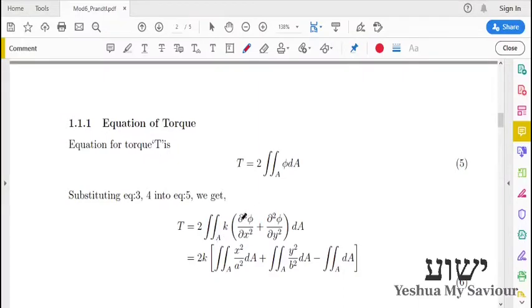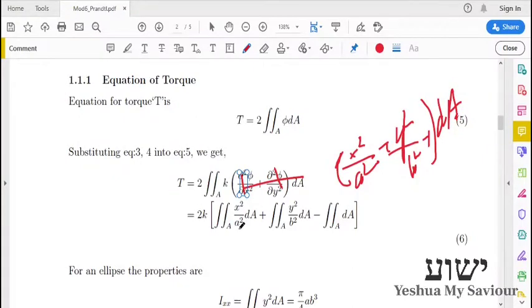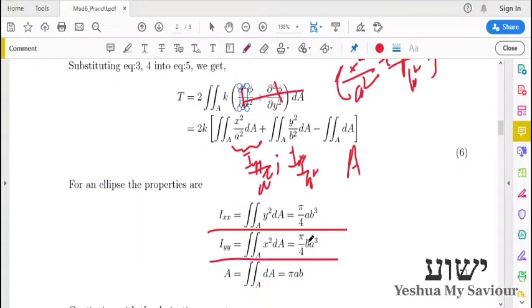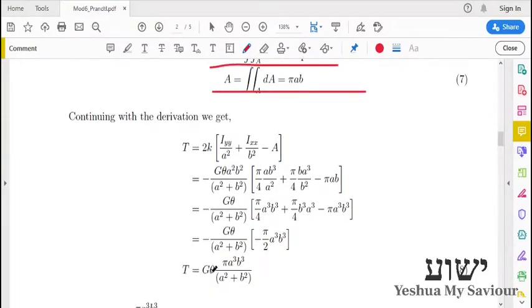Now substituting into the torque equation, this should be x square by a square plus y square by b square minus 1. Taking 2k outside, we will get the integral over the area of x square dA plus y square dA plus this constant. So we will get I yy by a square, this is I xx by b square, and this is the area. I xx is pi by 4 a b cube, I yy is pi by 4 b a cube, and the area of the ellipse is pi a b. Substituted and simplified, we will get T is equal to G theta pi a cube b cube by a square plus b square. This is just simplification.